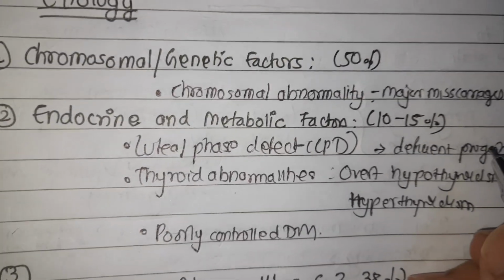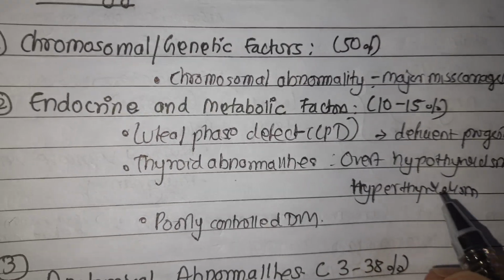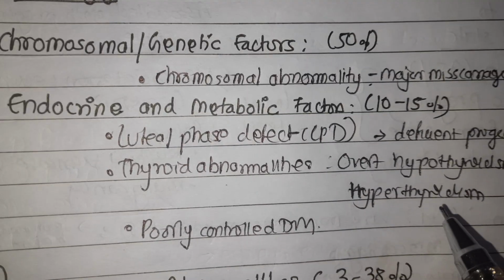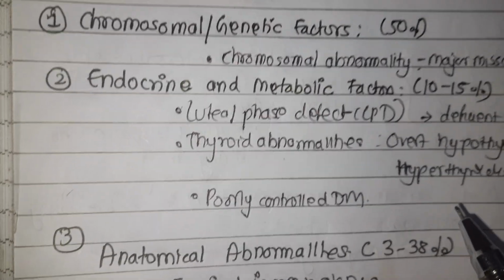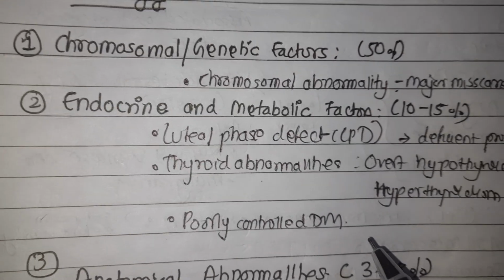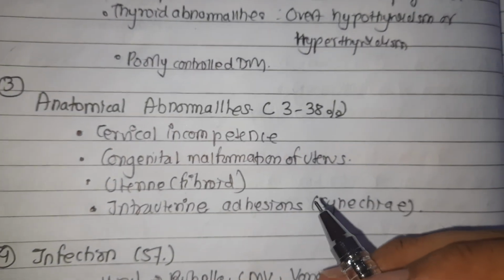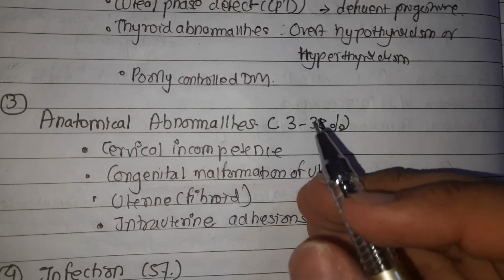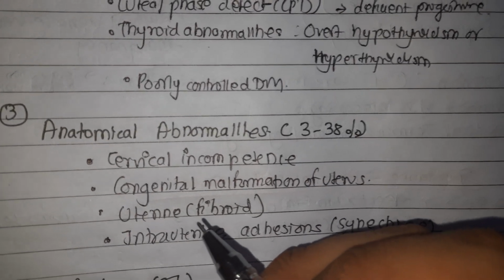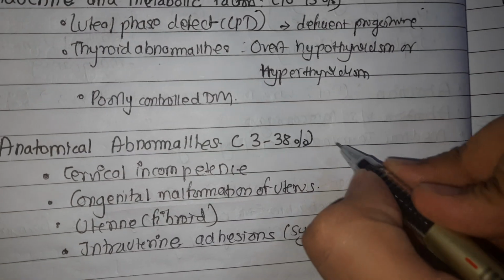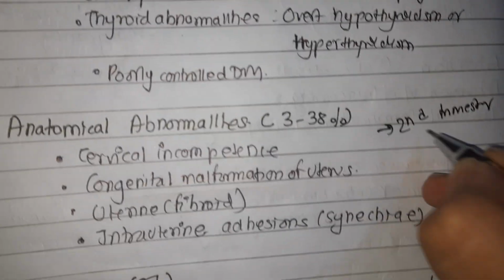Thyroid abnormalities like overt hypothyroidism or hyperthyroidism are associated with increased fetal loss. The thyroid autoantibodies are often increased. Diabetes mellitus, which is poorly controlled, causes an increased miscarriage. And the anatomical abnormalities constitute 3 to 8%. The cervicouterine factors are related mostly to second trimester abortion.